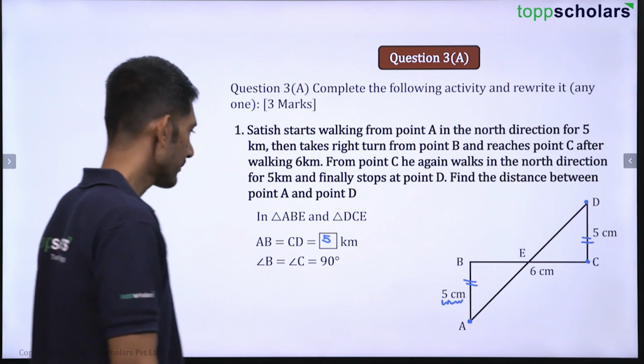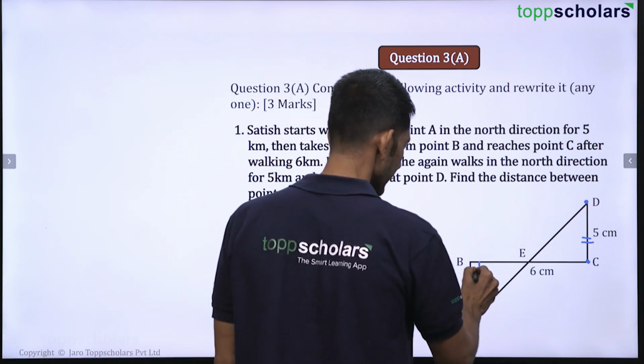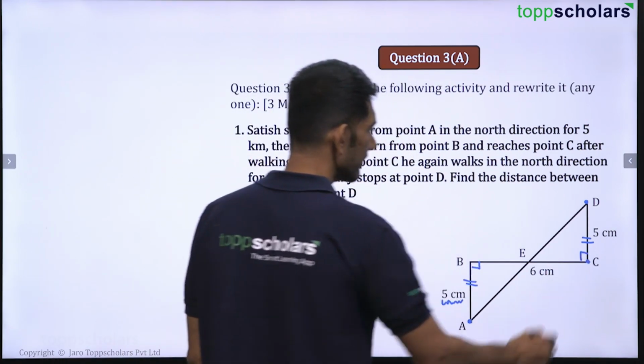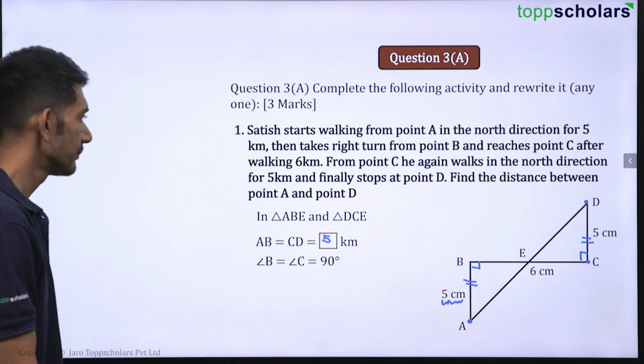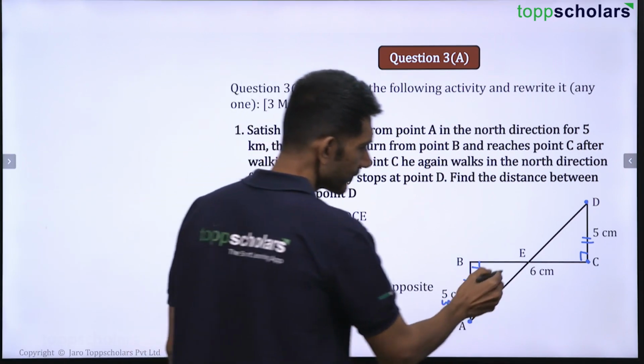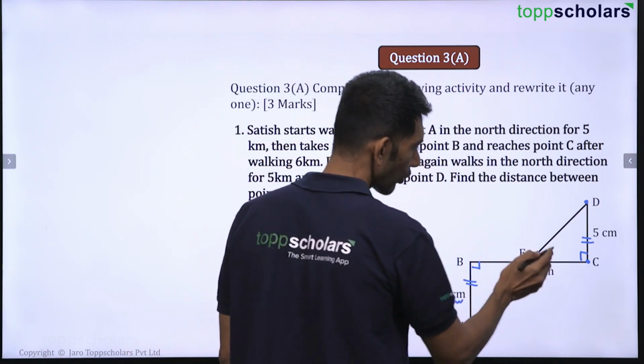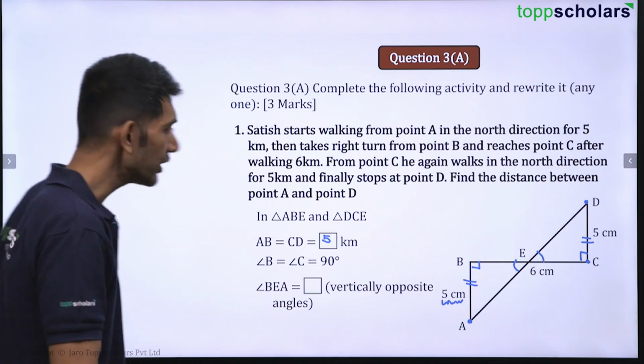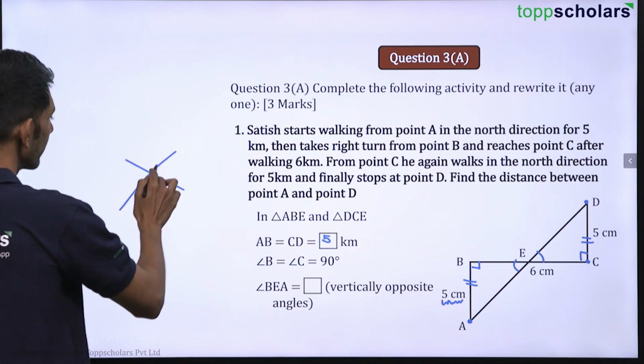Then angle B is equal to angle C. Angle B and angle C are equal. This is also given. And then we can say that this angle and this angle are also equal, isn't it? They are called vertically opposite angles. We know that vertically opposite angles are equal.